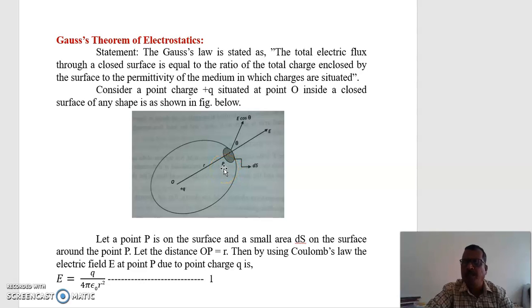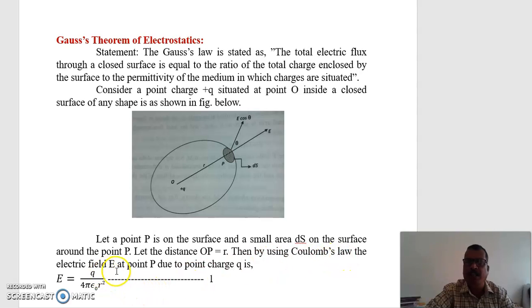Let P be a point on this surface and ds be a small area of the surface around the point P. Then the distance OP is equal to R.